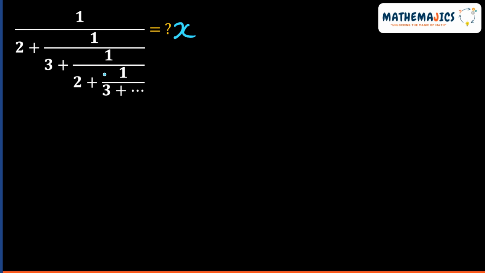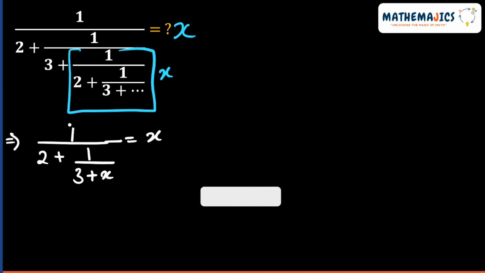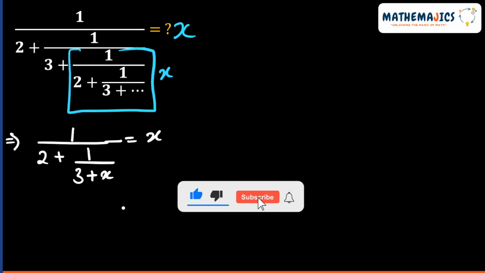Now, if you look at the fraction, this part is nothing but x again. Yes, because again, this is an endless fraction, the same endless fraction that we started with. So this can be written as x again. So in the first step, let's rewrite this question. If we rewrite this question, we will get 1 upon 2 plus 1 upon 3 plus x is equals to x. Correct? Now, if you replace x with this fraction, again you will get an endless fraction. Correct? That's why we replace this with x.